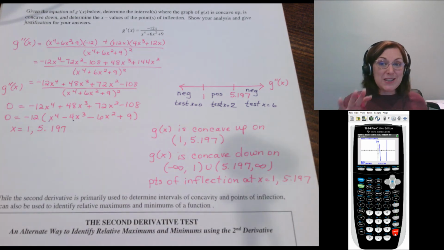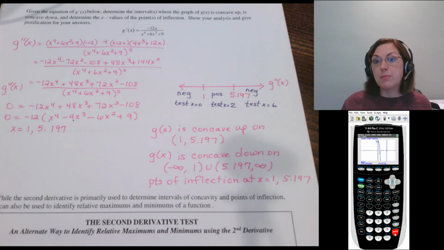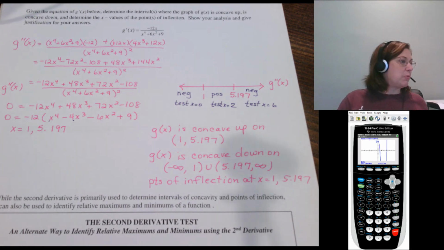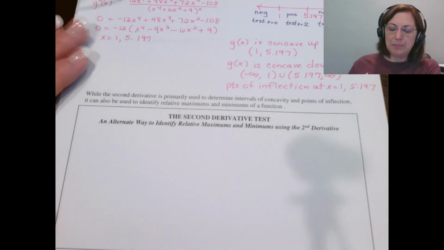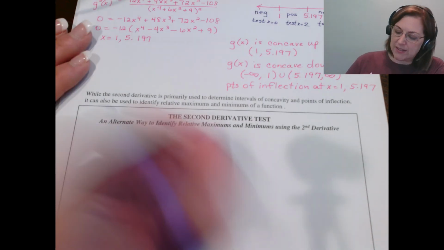So remember, this looks very, very much like the first derivative test we did with the number line. Only difference is we're doing it with the second derivative this time. Okay, let me switch back. We get a little bit more space this way without my calculator.